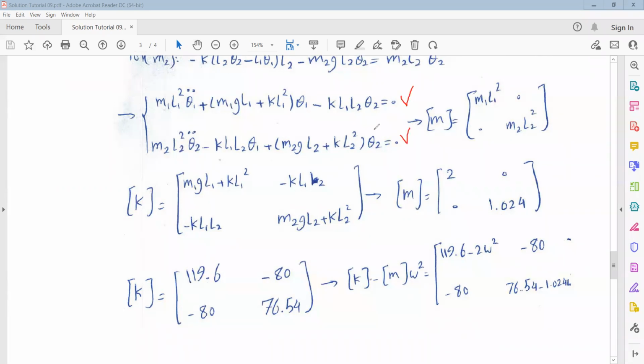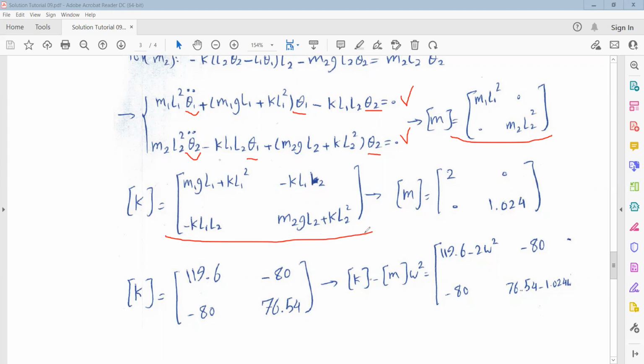And the second equation. Again, if you compare, in the first equation we have theta 1 double dot, theta 1 and theta 2. In the second equation we have theta 2 double dot, theta 1 and theta 2. So this system has static coupling, but there is no dynamic coupling in the equation of motion. We can extract the matrix M and K, the matrix of masses, which is the coefficient of theta double dot, and the matrix K, the stiffness, which is the coefficient of theta.